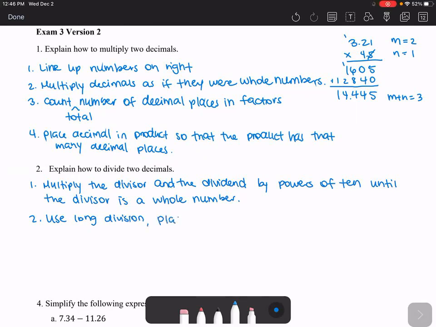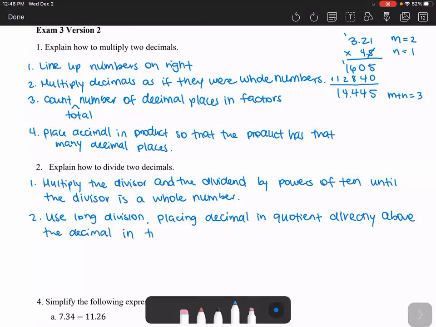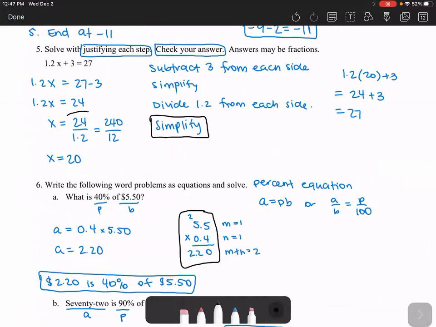And we place the decimal in the quotient directly above the decimal in the dividend. So we did this earlier in this session. So let's just use this as an example.